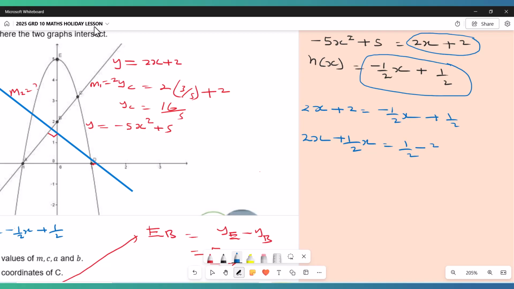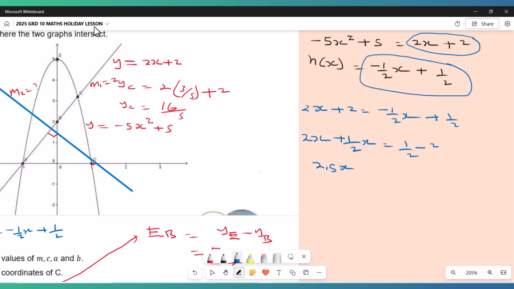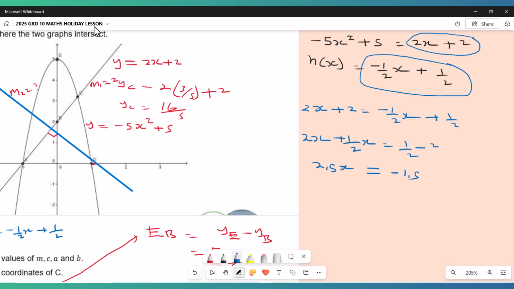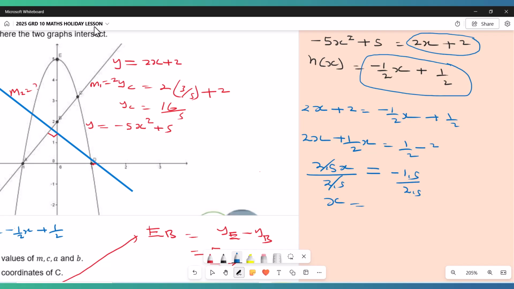So here, the 2 plus a half gives me 2.5. What about a half minus 2? Negative 1.5. So divided by 2.5, divided by 2.5. Anybody with the calculations that you get here? Which answer do you get, guys? Come on. Yeah, I get 3 over 5, right? Negative 3 over 5.